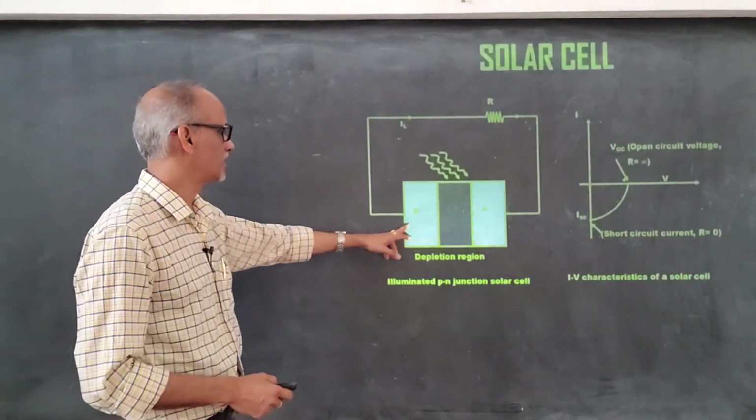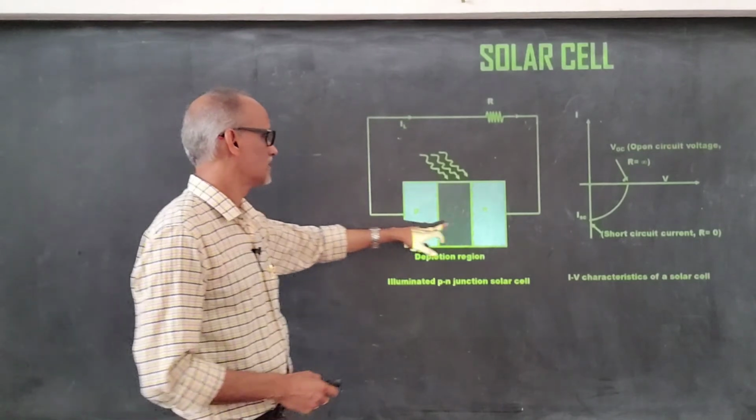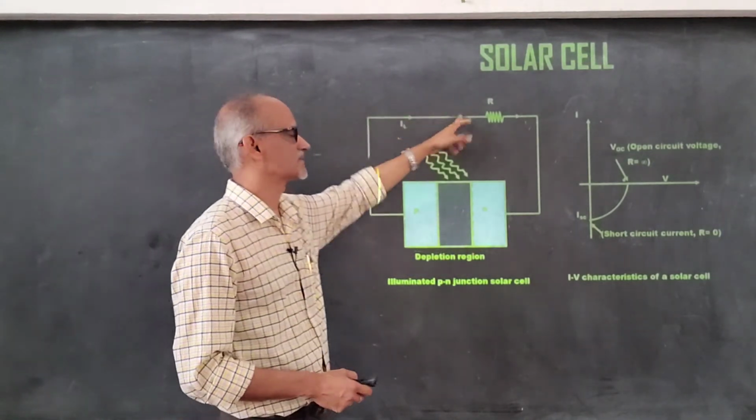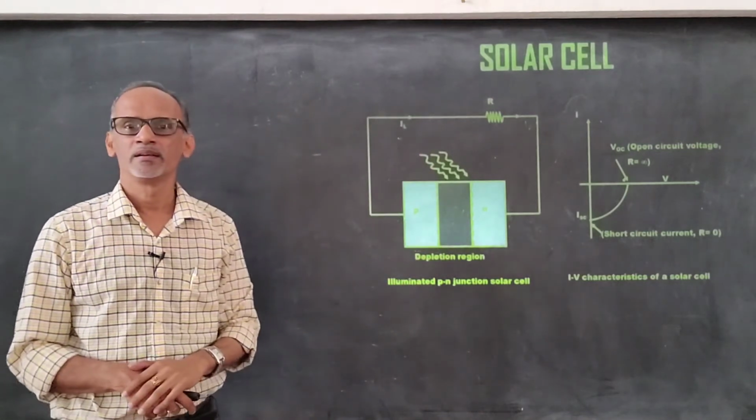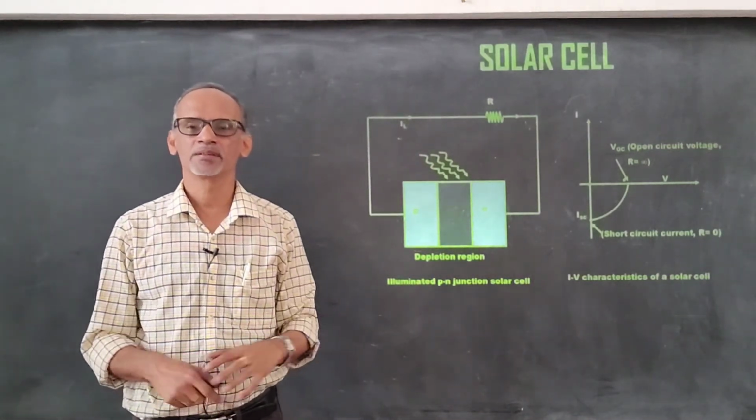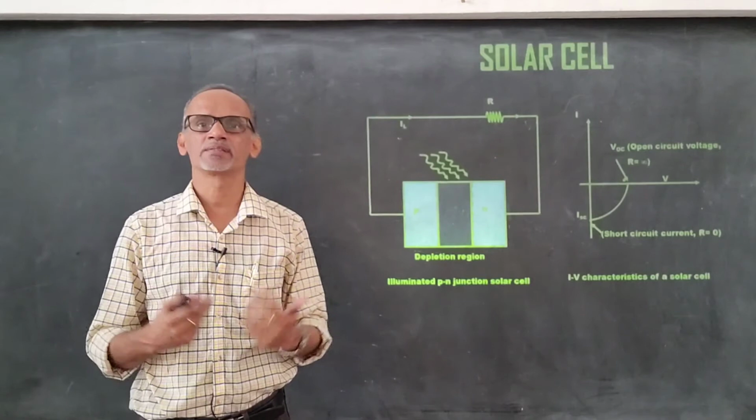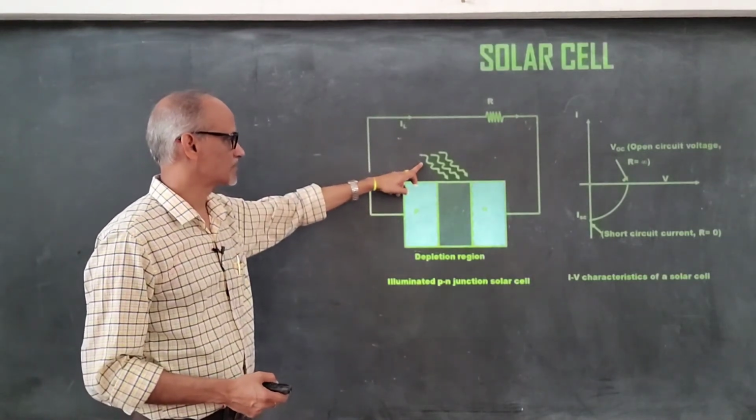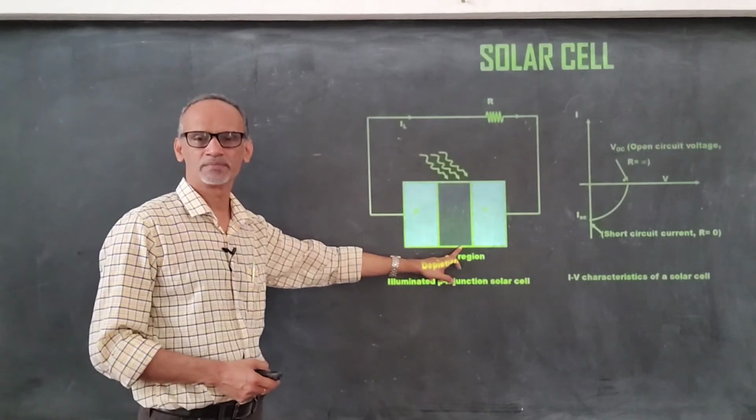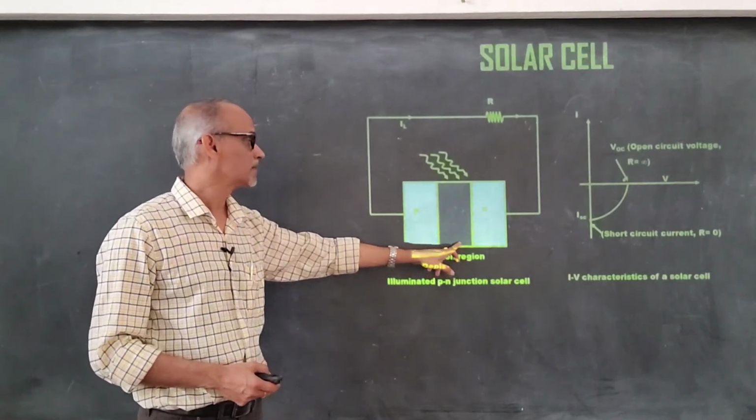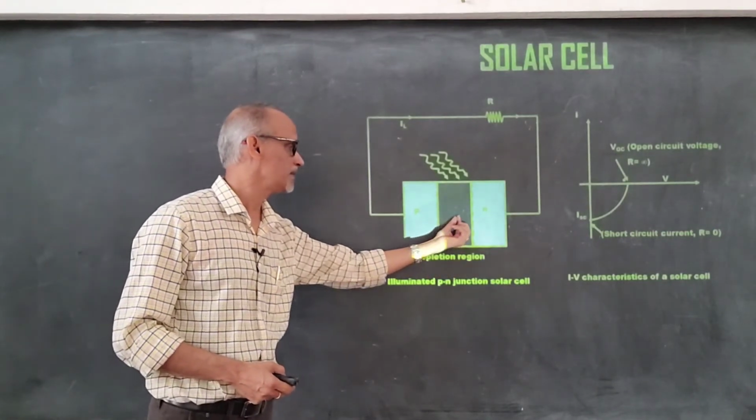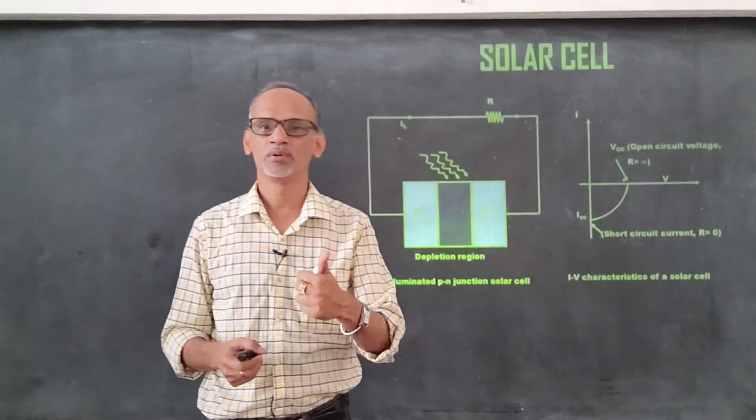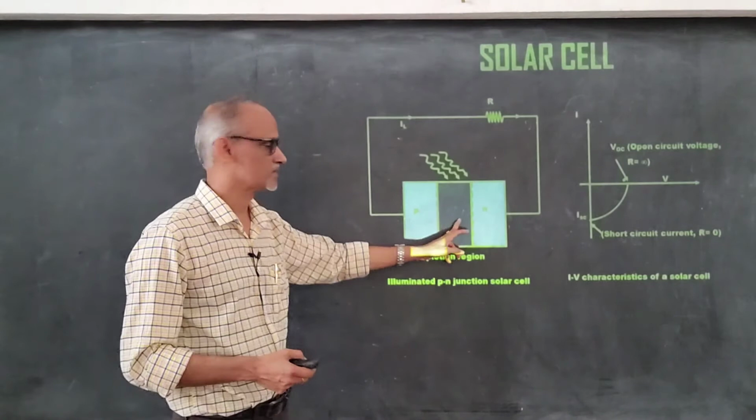So this is the P region, this is the N region, and this is the depletion region here, and this is connected to an external resistor. You don't find any battery here, because the cell itself generates the EMF. And now when radiation is incident, photons are incident near the depletion region, it produces the charge carriers. Which are the two charge carriers? Holes and the electrons, they are produced.